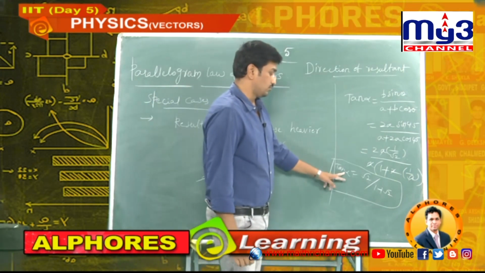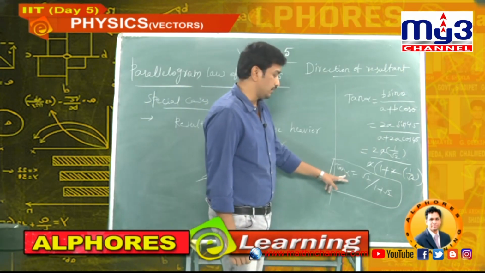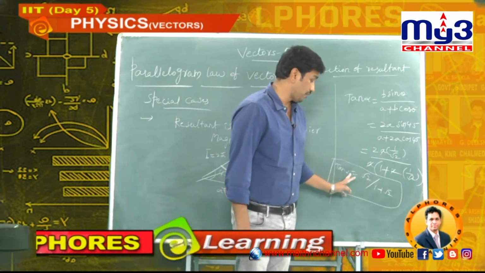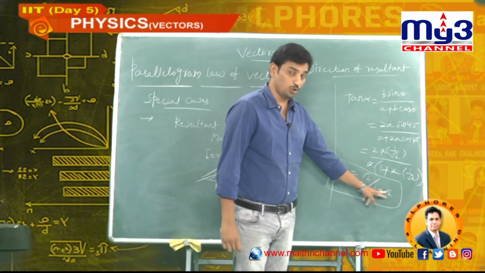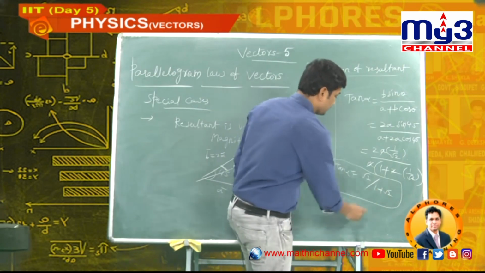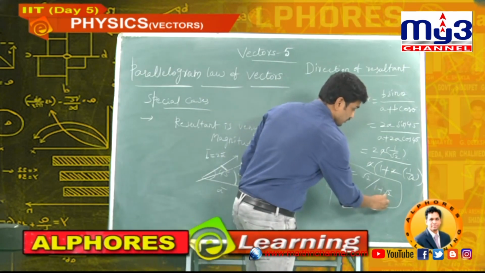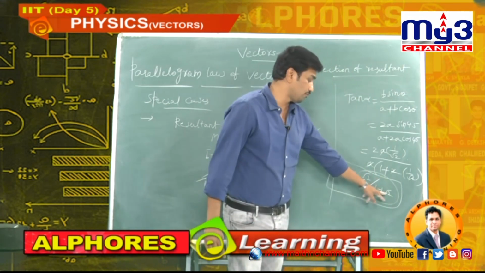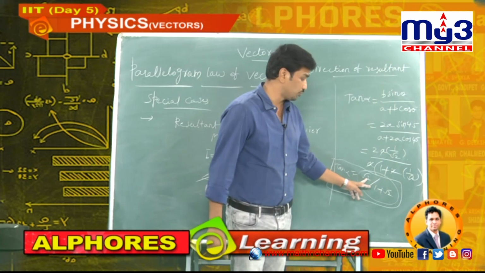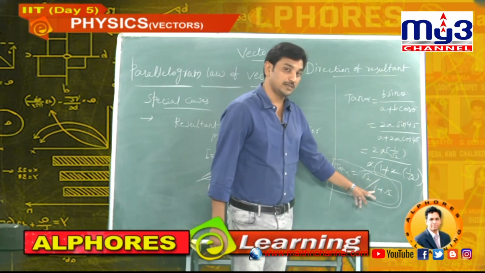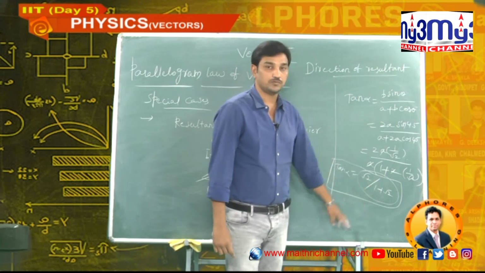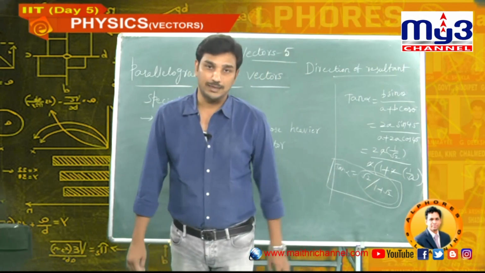Tan alpha value is root 2 by 1 plus root 2. Taking root 2 as 1.414, the denominator is 2.414. The ratio 1.414 by 2.414, we should go through the logarithmic table.